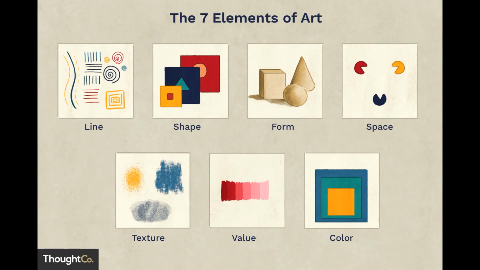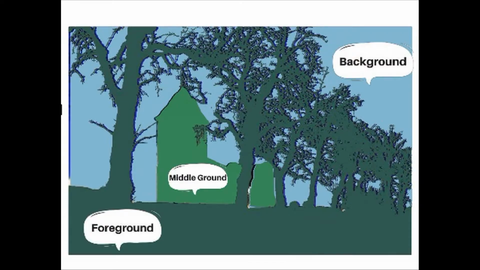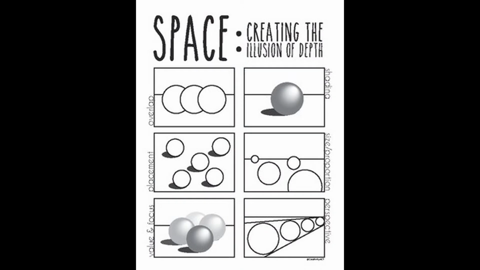Okay, let's talk about space. Space is one of the elements of art, and you've probably used it in your artwork before. One way to show space is to have a foreground, a middle ground, and a background in a landscape art piece. But there are so many different ways that you can use space in art.